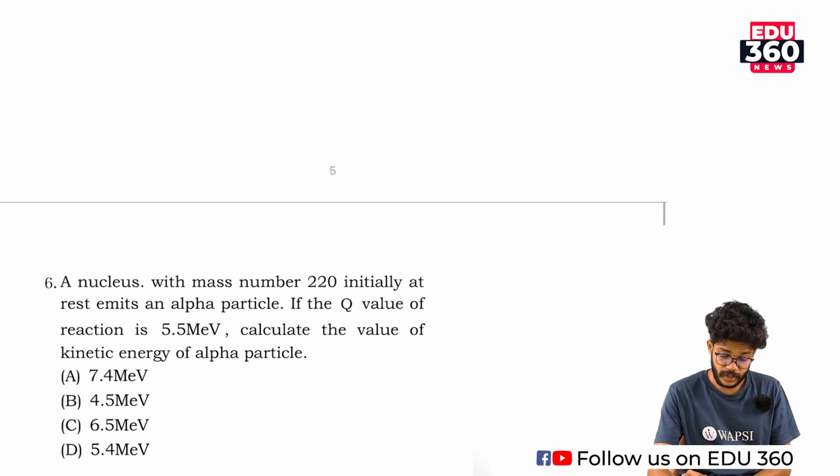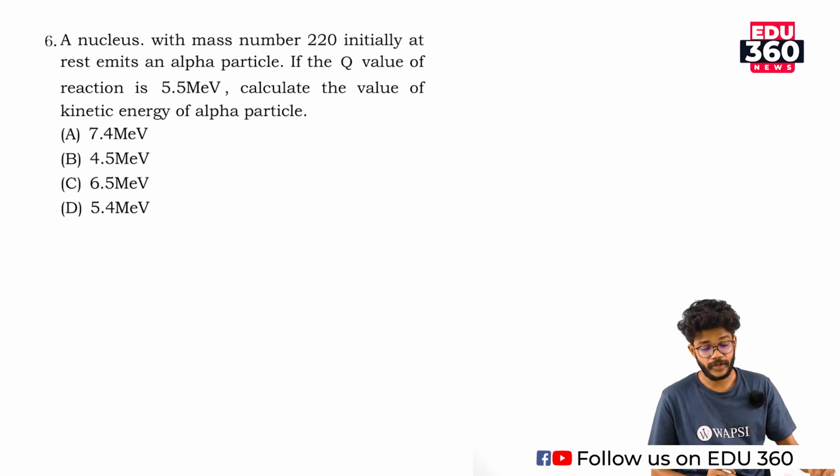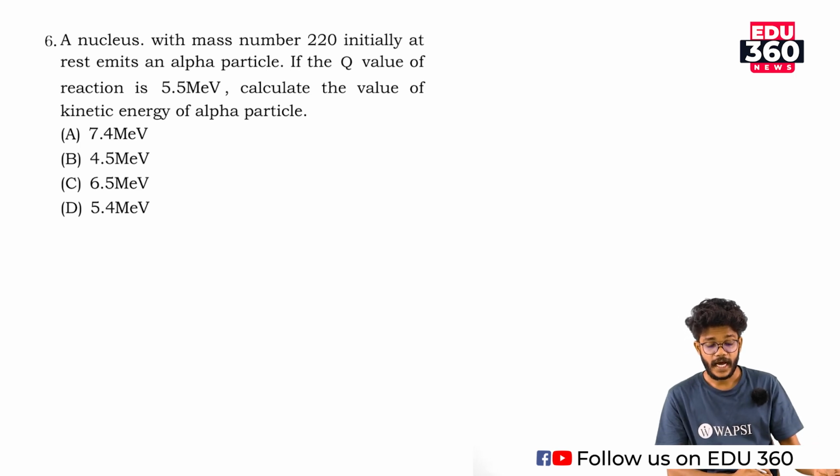So we can move to the sixth question. Okay. In the sixth question, a nucleus with the mass number 220 initially at rest emits an alpha particle.